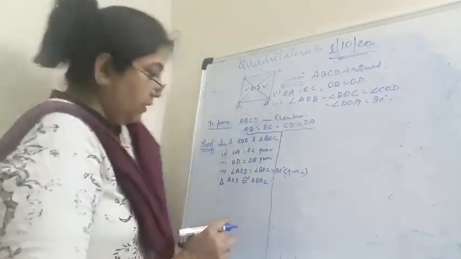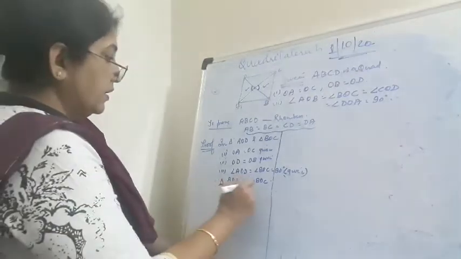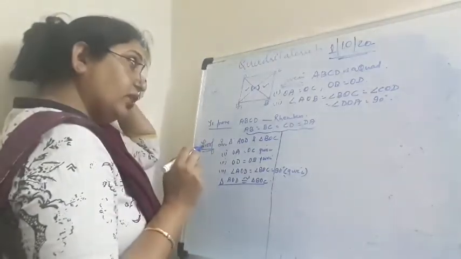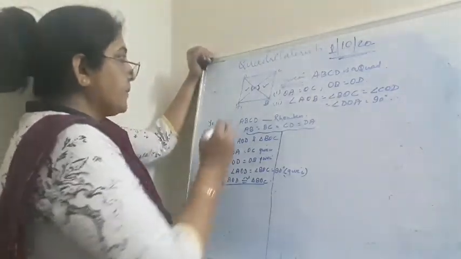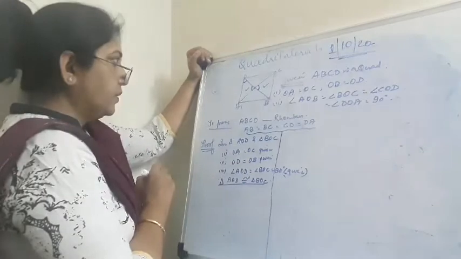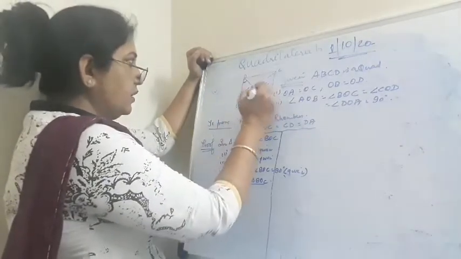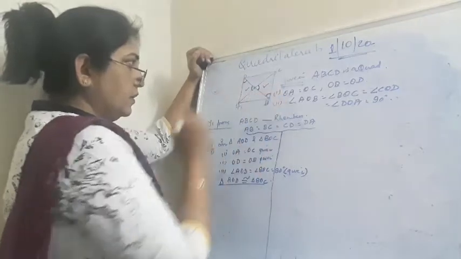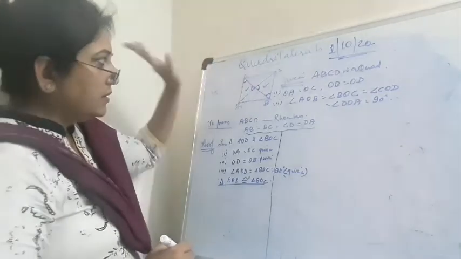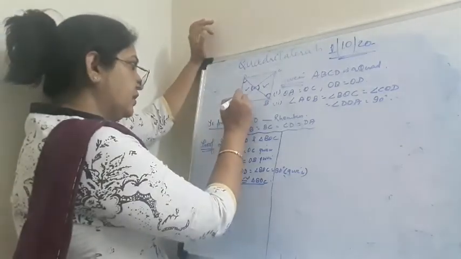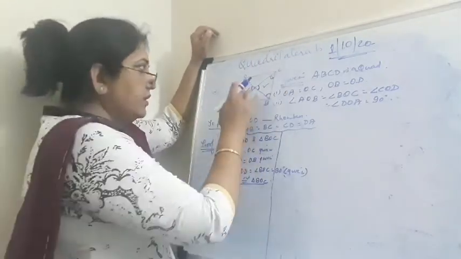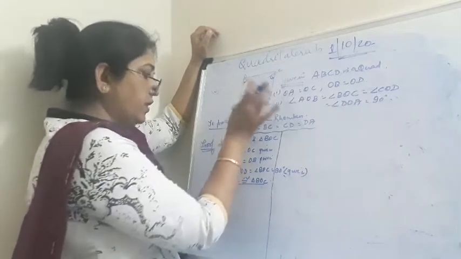Now when I prove that they are congruent, we can now write that this angle will be equal to this angle. Can you tell me which angles are these? These two are alternate interior angles. Similarly, I can also write that this angle is equal to this angle. Yes, when the triangles are congruent, their corresponding parts are equal.